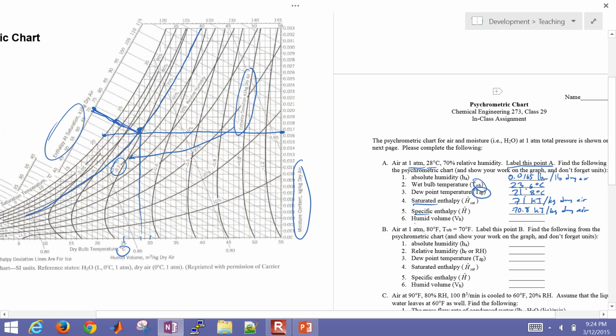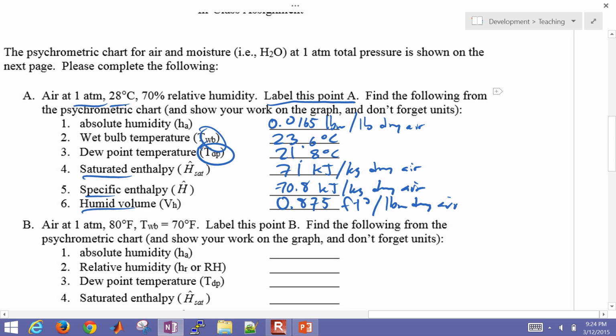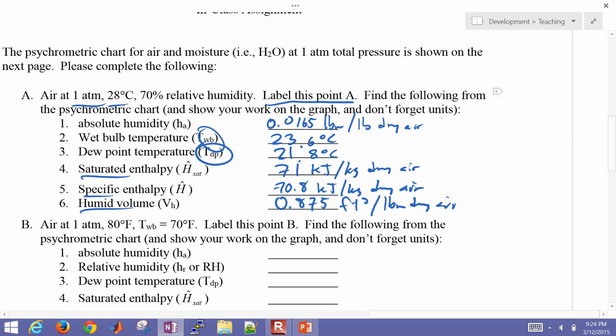Let's look at the humid volume as well. Here's 0.9, there's 0.85. It's about in the middle, 0.875 cubic feet per pound mass dry air. So we use the psychrometric chart to come up with some of these values.